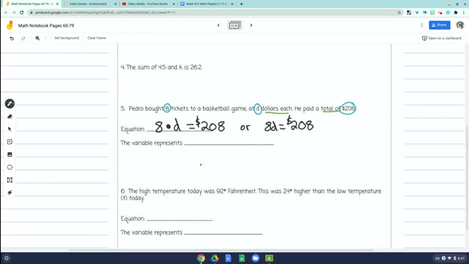So they have a second question here. The variable represents what then? Well, the variable represents the cost of each ticket, or one ticket.